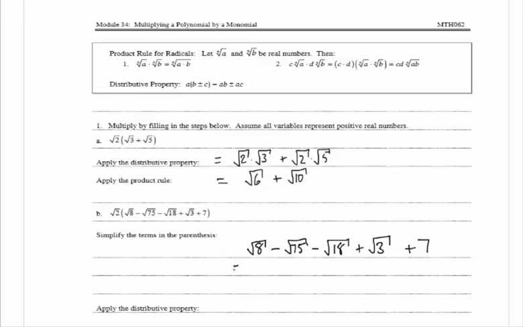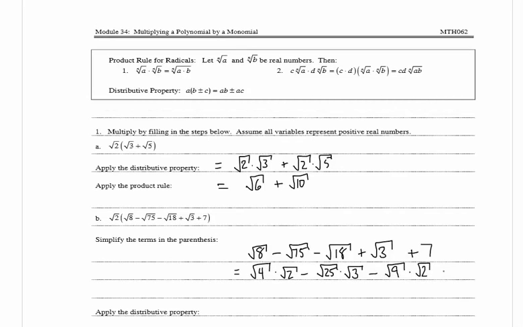And that is equal to the square root of 8 could be written as the square root of 4 times the square root of 2, minus the square root of 75 can be written as the square root of 25 times the square root of 3, minus the square root of 18 can be written as the square root of 9 times the square root of 2. And then we have plus square root of 3 plus 7. And now I'm going to simplify.